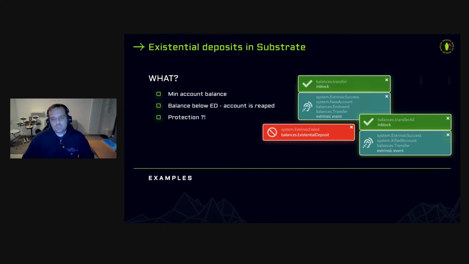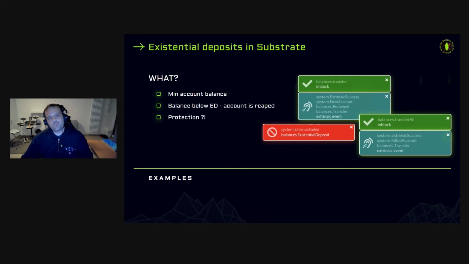Let's quickly also mention that we have some kind of protection to avoid losing your remaining balance due to the existential deposit. A transaction usually fails if after the transfer the remaining balance would be less than the existential deposit. In that case, you will see the red event, which is on the picture.